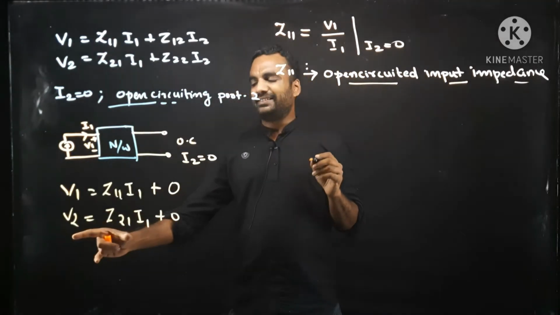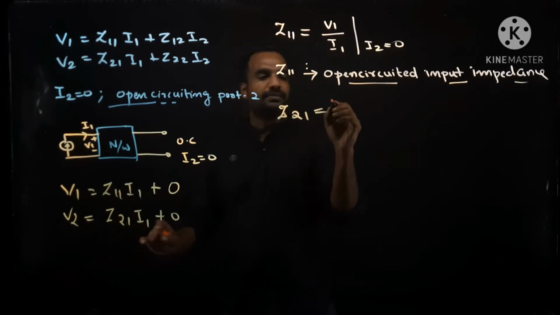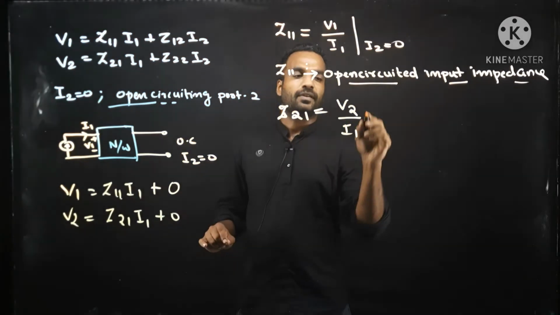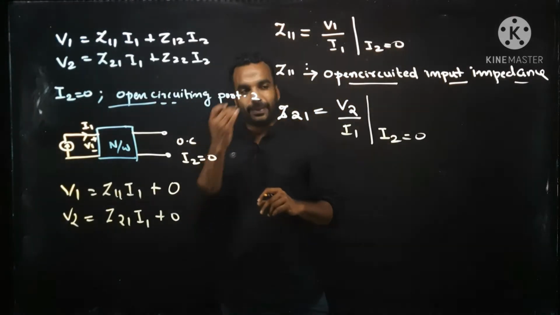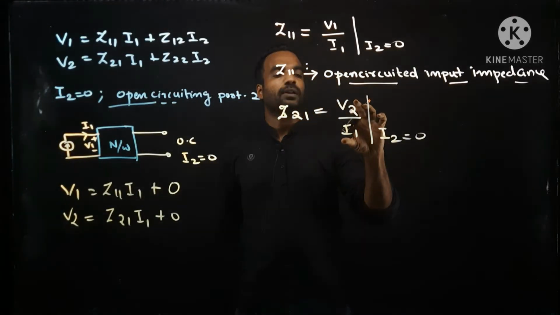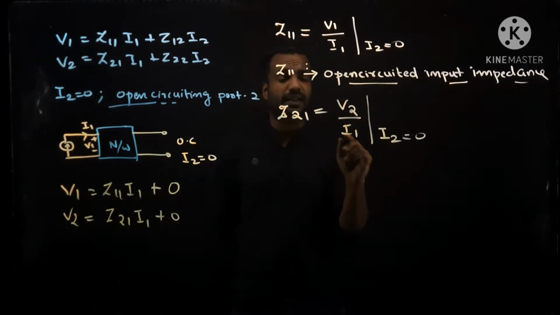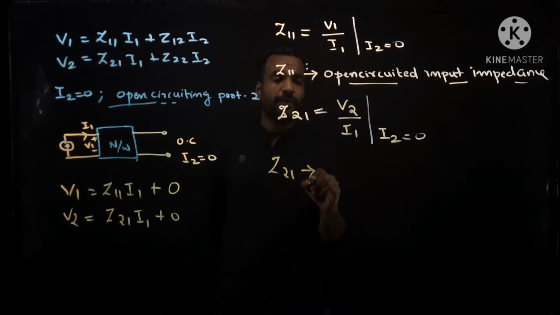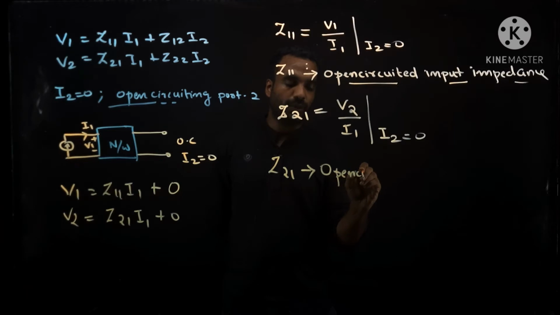Now from this equation, let me write Z21 is equal to V2 by I1, where what is the condition? I2 is equal to 0. Now tell me, it is not purely on input side or output side, because voltage is on the output side and current is on the input side. So what will be the name of Z21? Anyhow, what is the condition? Condition is same, open circuited.